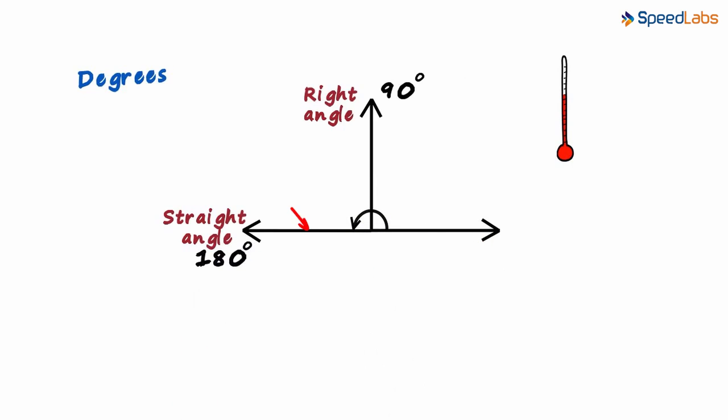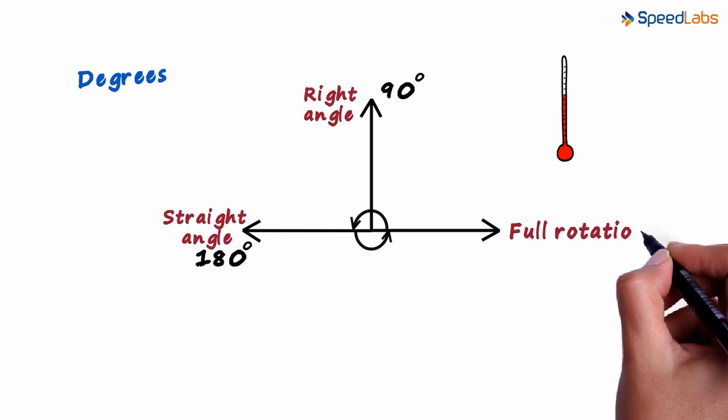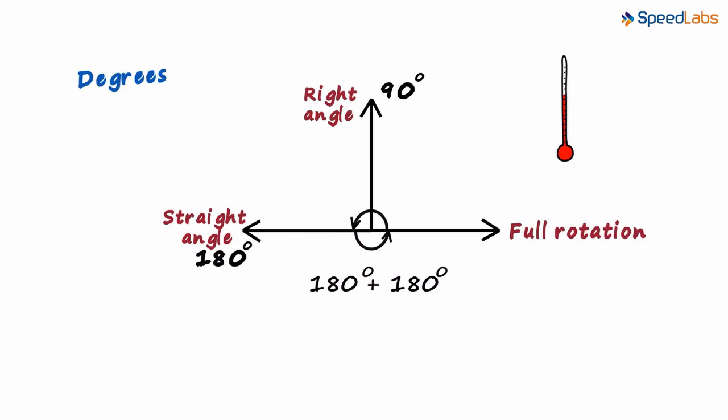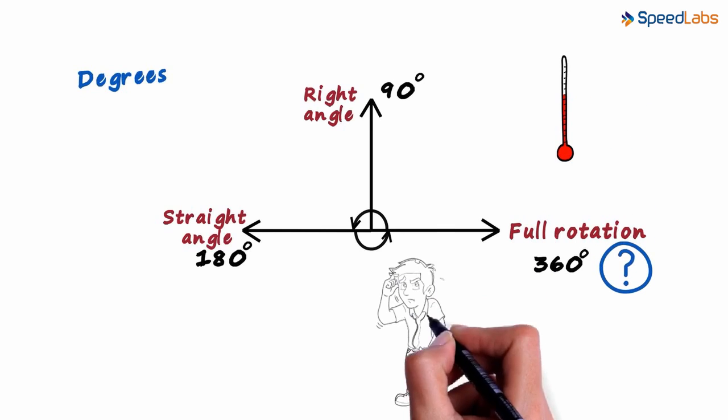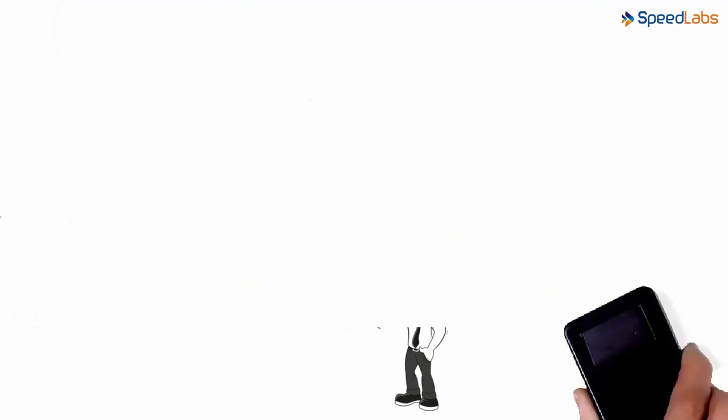And when this arm will rotate and overlap the initial arm, it is called one full rotation, which equals 180 plus 180, 360 degrees. This brings us to the question, why 360 degrees? Why not 1000 degrees? Because 1000 sounds very convenient to me. Why can't one full rotation be 1000 degrees? Well, think about it. I will probably be making another video to explain this.